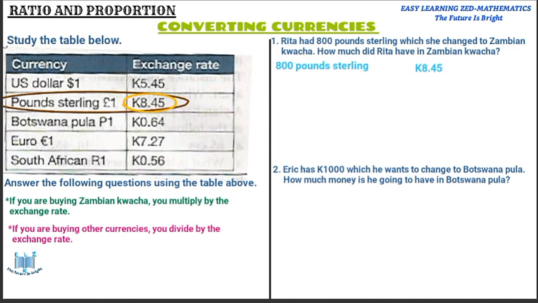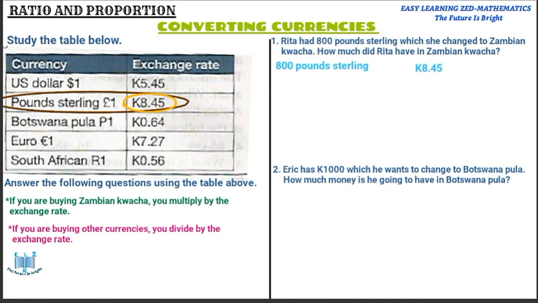Why? Because that is the law, which when you look down here where I've written in green, we are saying if you are buying Zambian kwacha, you multiply by the exchange rate. Now, as you can see here, Lita has a foreign currency which is 800 pounds sterling. So it's a foreign currency. She wants to buy kwacha, Zambian kwacha. So we are going to multiply 800 pounds sterling by the exchange rate.